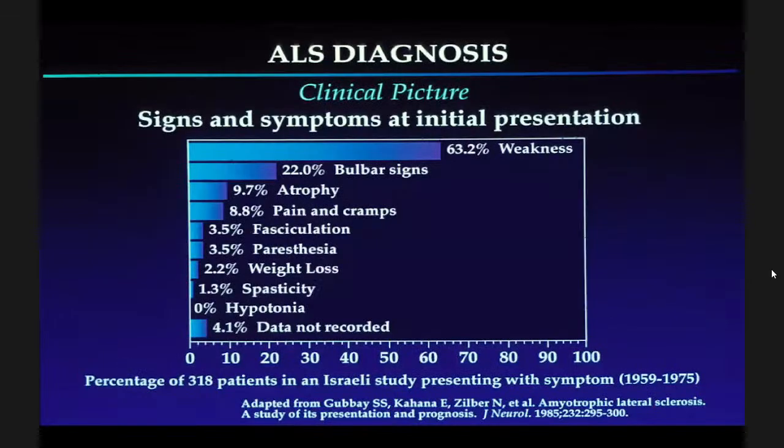So, diagnosis and clinical picture: the sign and symptom at the initial presentation is weakness. We have bulbar signs. We have atrophy. There is pain and cramps, as well as fasciculation, paresthesia, weight loss, spasticity.